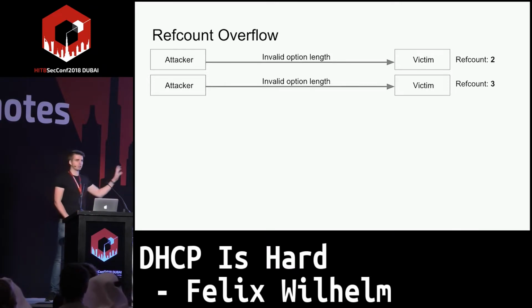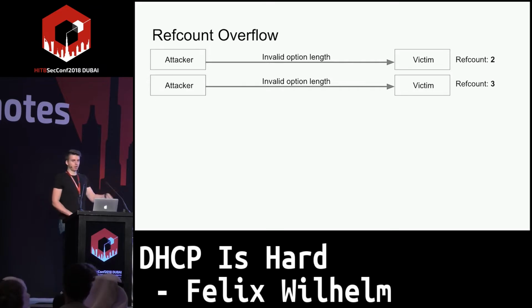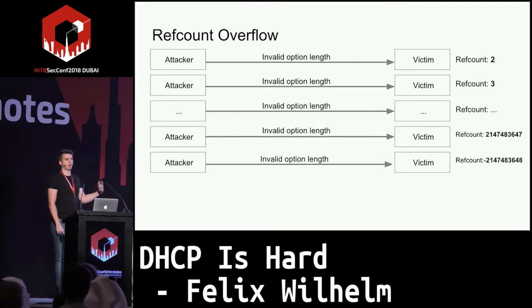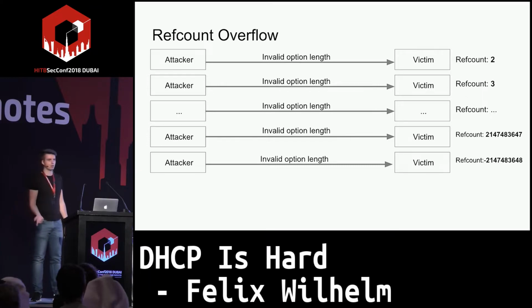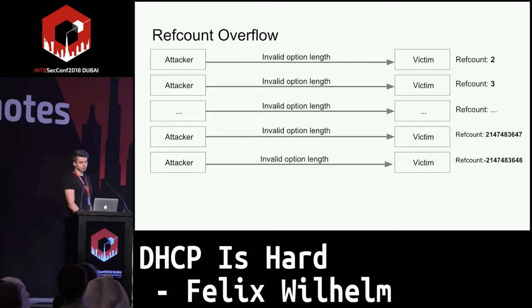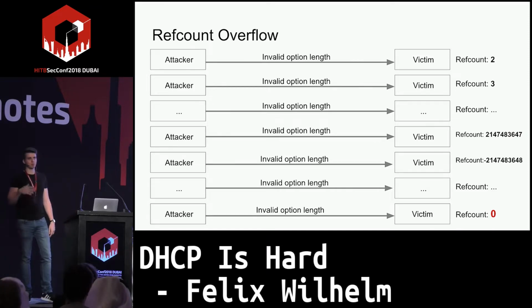Basically you have an attacker, which can be the server or the client in this case, and it sends DHCP messages with an invalid option length to your victim, which leads to a ref count that gets increased by 1, because it gets increased but never gets decreased again. You do that a couple of times. You do that a lot of times. After more than 2 billion of these packets, you can increase the ref count to the maximum value you can store in a 32-bit integer. Then it wraps around and becomes a negative value. You send even more packets, and at the end you go from -2 to -1, from -1 to 0.